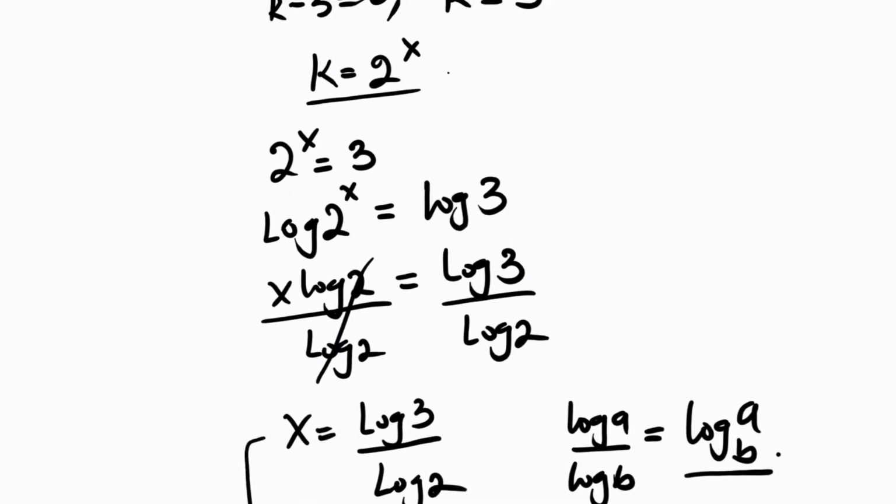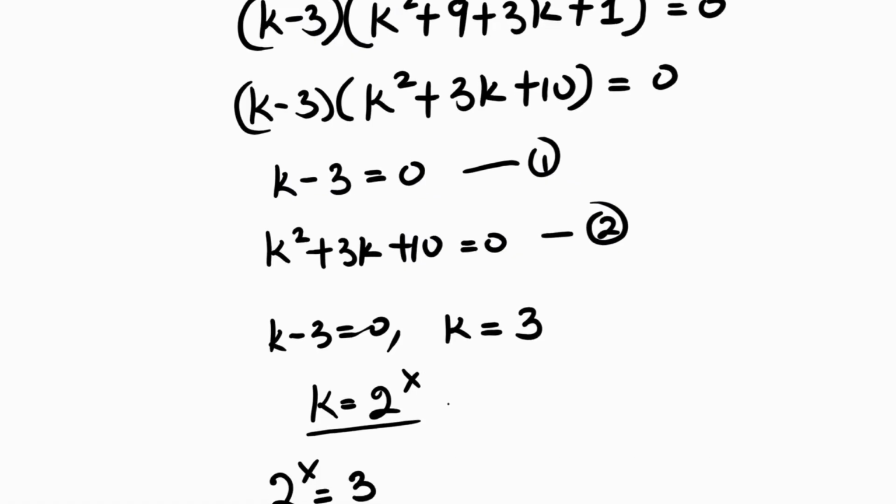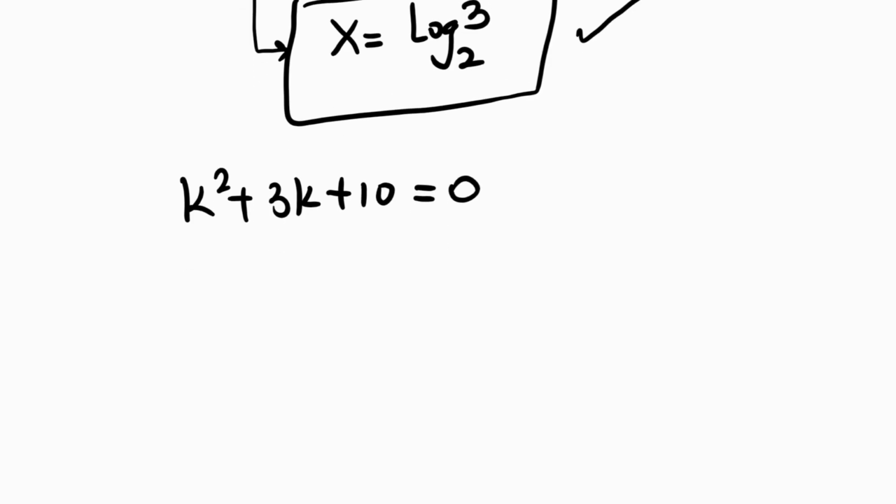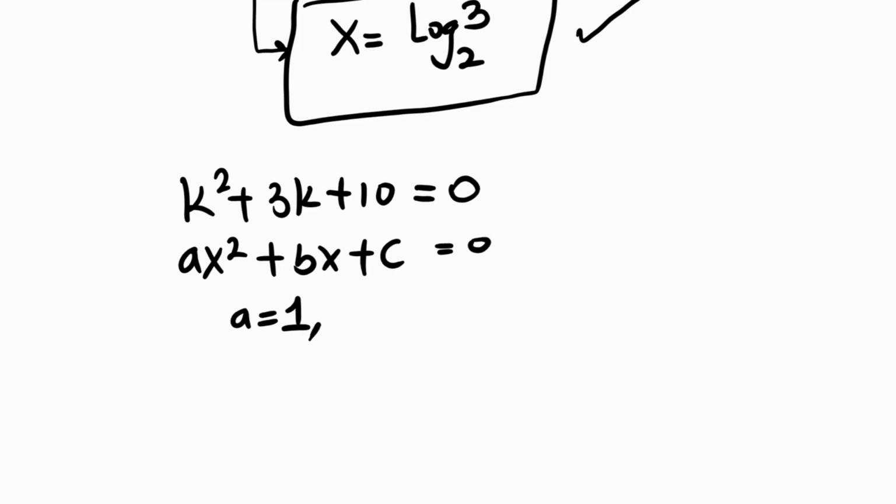Second one states that k squared plus 3k plus 10 is equal to 0. So k squared plus 3k plus 10 is equal to 0. So let us find the value of k. So from our ax squared plus bx plus c equals 0, our a is 1, b is 3, and c is 10.